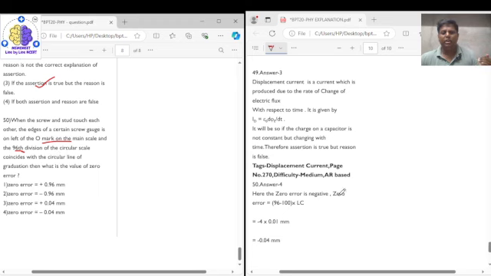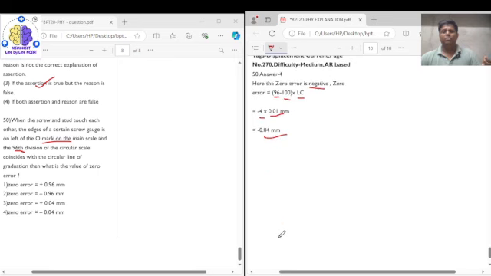So for the zero error, because zero is on the left, it will be a negative zero error, and the error is equal to 96 minus 100 into least count. That is minus 4 into least count, which is 0.01. So the zero error will be equal to minus 0.04 millimeter, which is your option 4. So the correct answer for question number 50 is option 4.